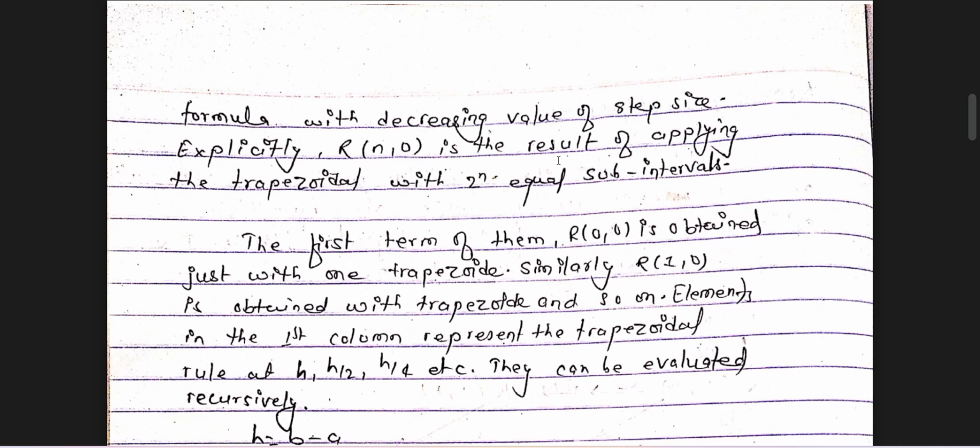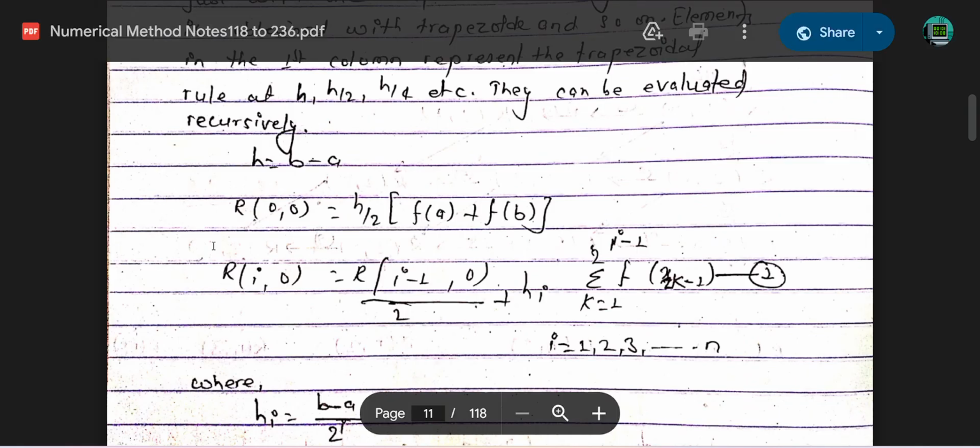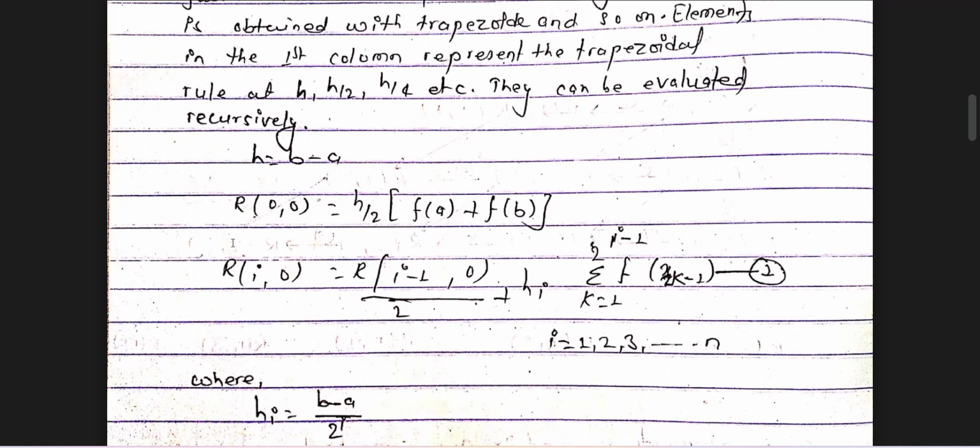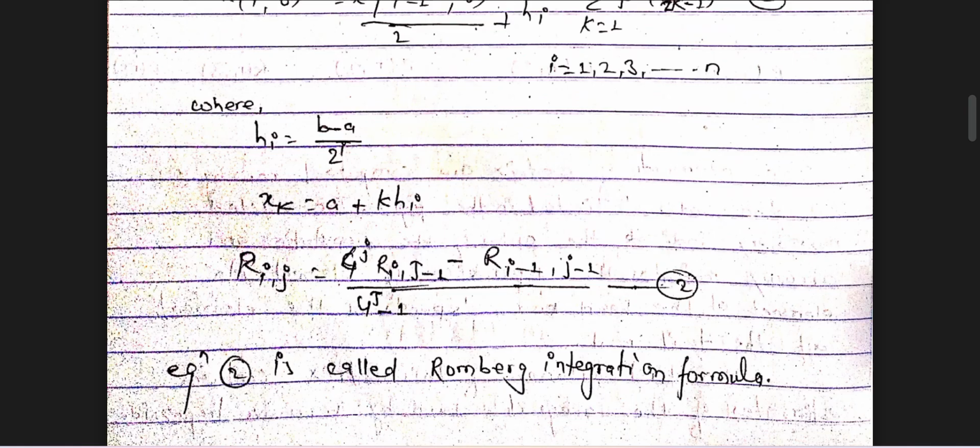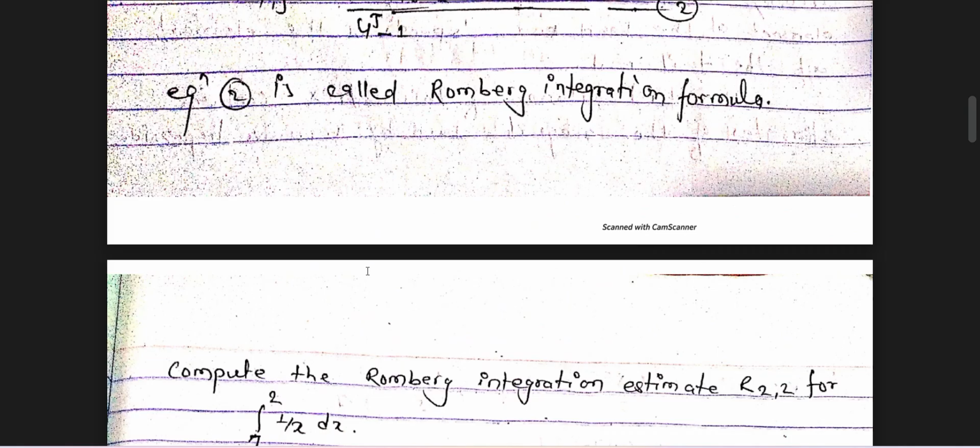Similarly, R10 is obtained with the trapezoidal rule, and the elements in the column represent the trapezoidal rule as A1, A2, A4. They can be evaluated recursively: R0 = (h/2)(f(a) + f(b)). Equation 2 is called the Romberg integration formula.